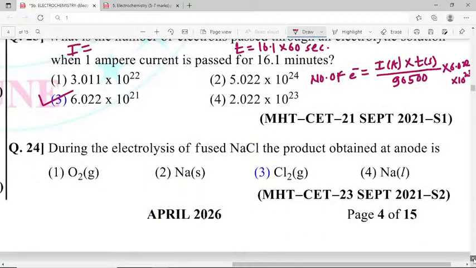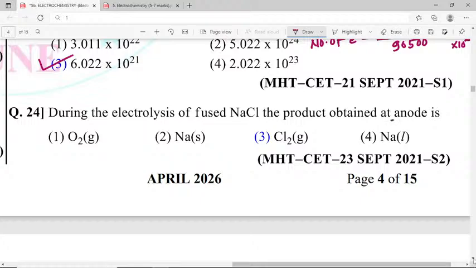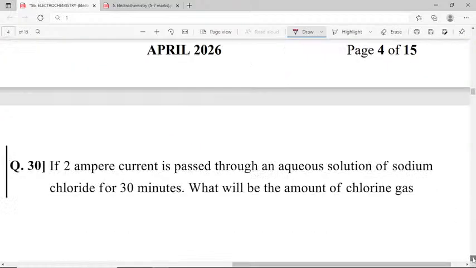During the electrolysis of fused NaCl, the product obtained at anode is chlorine. So many times, same question. Chlorine is obtained at anode.